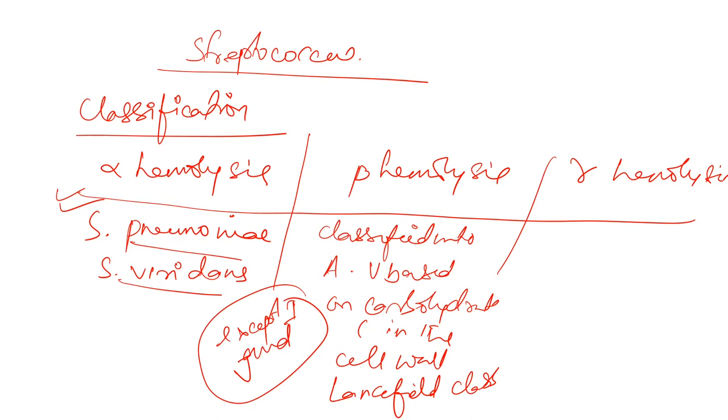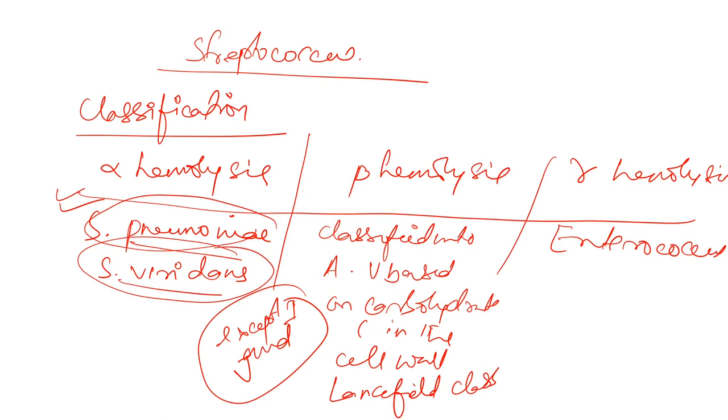What is your example of gamma hemolysis? Enterococcus. Now we will study more about beta hemolysis. We have studied alpha hemolysis, which includes Streptococcus pneumoniae and Streptococcus viridans, and gamma hemolysis includes enterococcus. Beta hemolysis, according to the Lancefield classification, is classified into A to V based on the carbohydrate C antigen in the cell wall, except I and J.